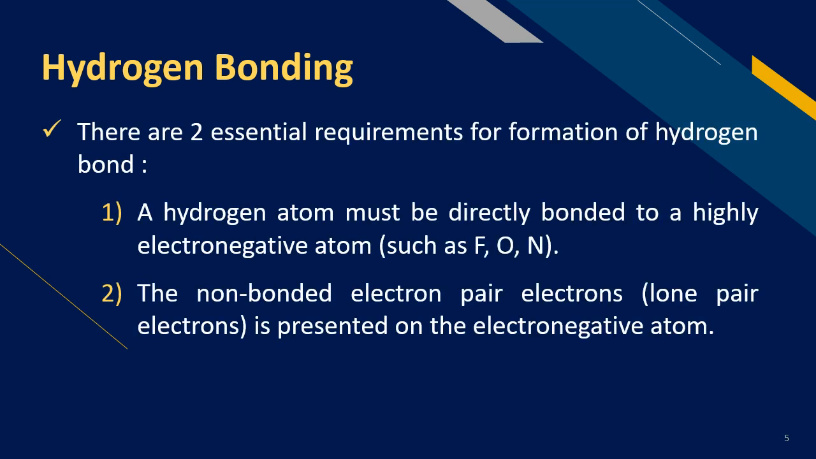There are two essential requirements for the formation of hydrogen bonds. First, a hydrogen atom must be directly bonded to a highly electronegative atom. Second, a non-bonded electron pair, or lone pair, must be present on the electronegative atom.